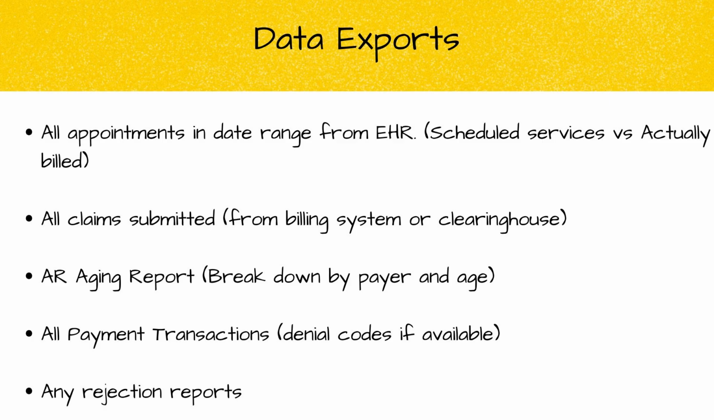And if your EHR system can filter adjustments by reason, pull a report of all denial codes in the period. This will show you the volume of each denial reason right away. And then you want to download any rejection reports from your clearinghouse. These are claims that failed before they even got to the payer. Things like invalid member IDs, missing provider info, anything like that.